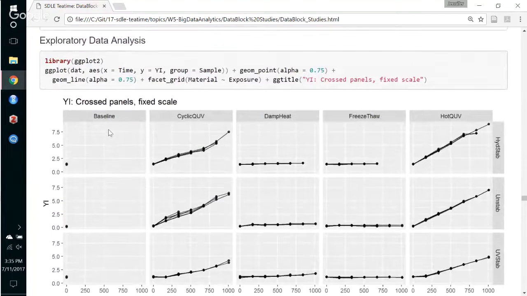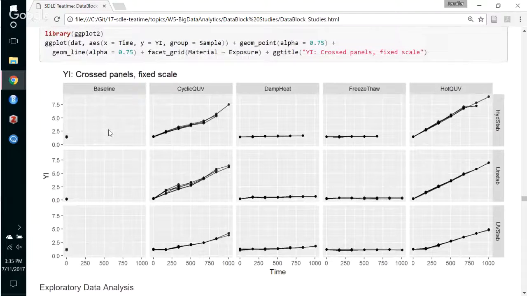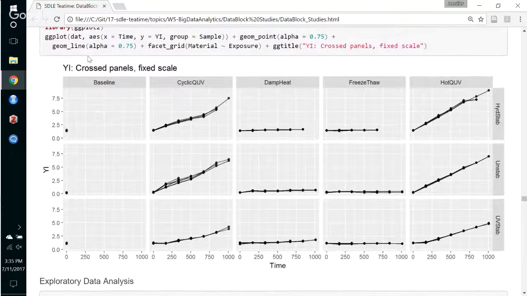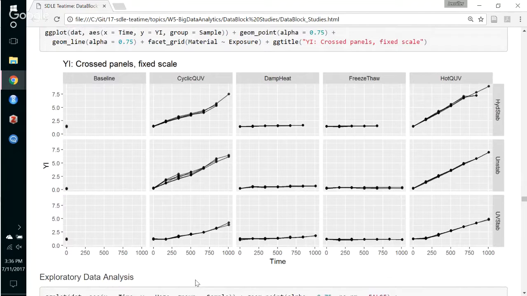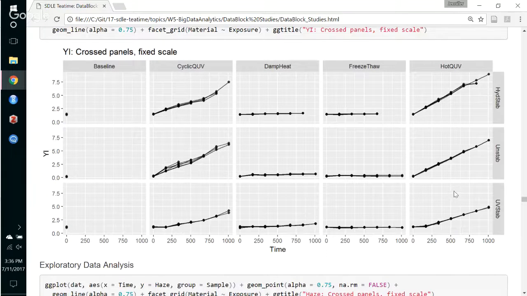And then he does some more exploratory data analysis. So here he's got yellowness index for all three types of PET, and comparing those across the 4 exposure types. And so some of these are shown to increase the yellowness index, and some of them are not. So for example, it looks like cyclic QUV and hot QUV are increasing the yellowness index, whereas damp heat and freeze thaw do not. So it would appear that exposure to UV is increasing the yellowness index.